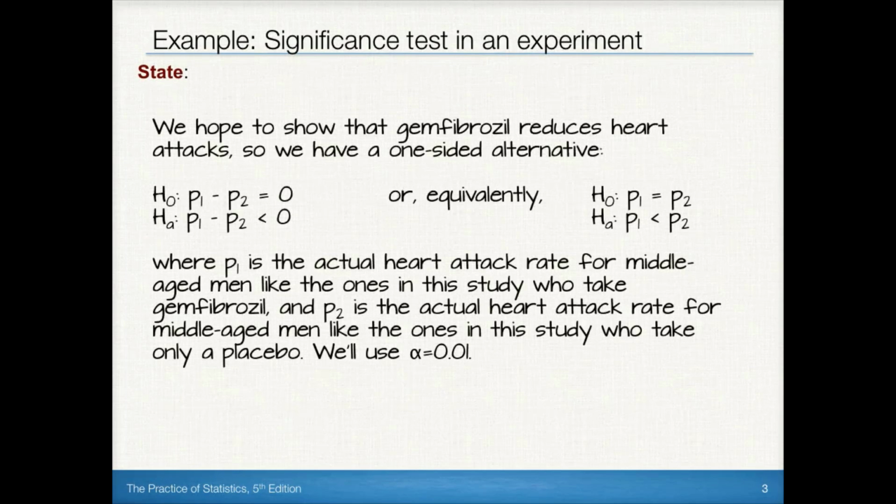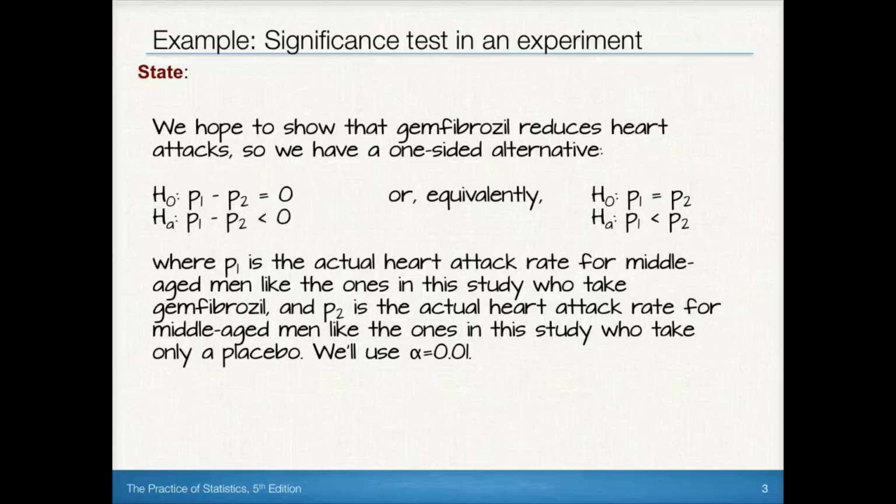Let's start by stating our problem. We hope to show that gemfibrozil reduces heart attacks, so we actually have a one-sided alternative. We'd like to show that the proportion of individuals who have heart attacks in the group taking the drug is less than the proportion of individuals in the placebo group who would have heart attacks.